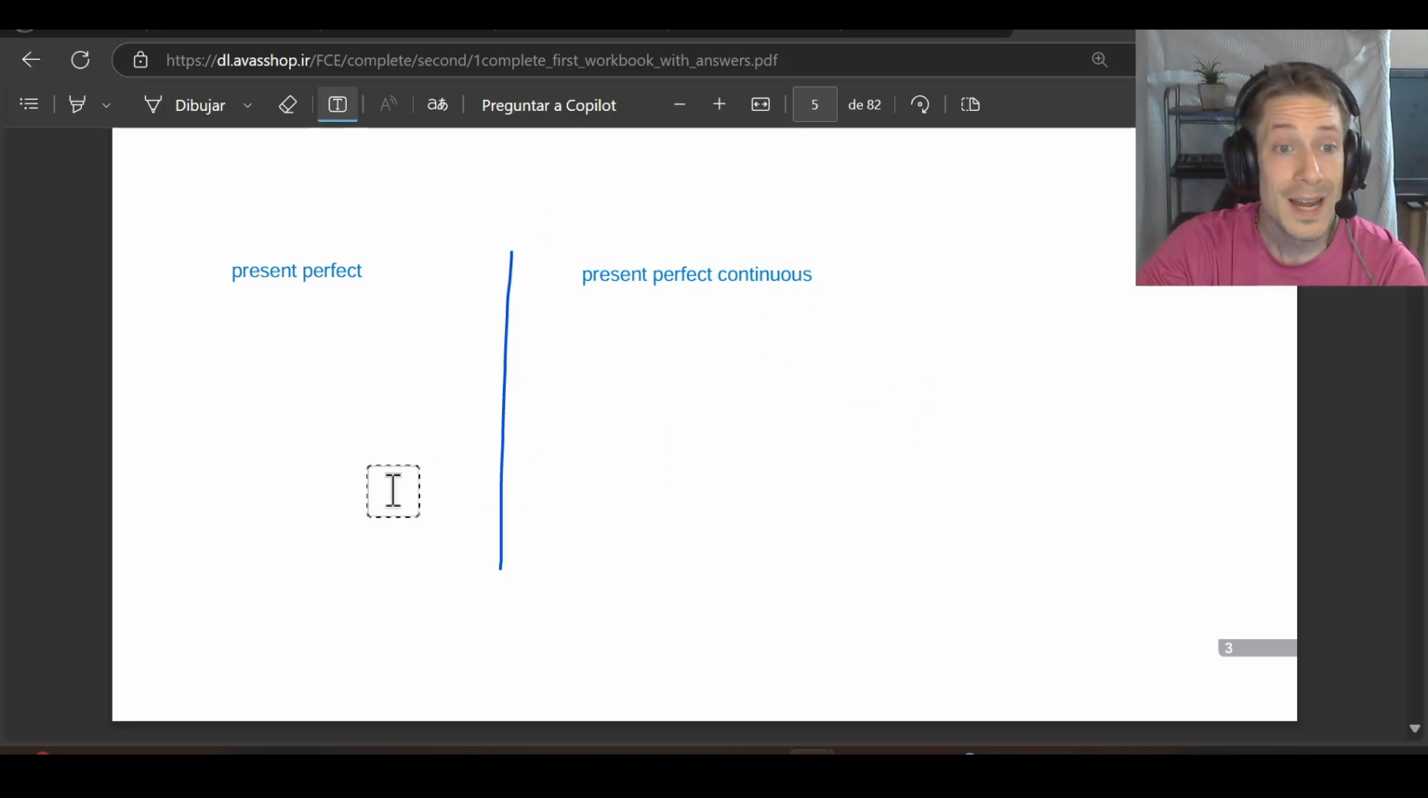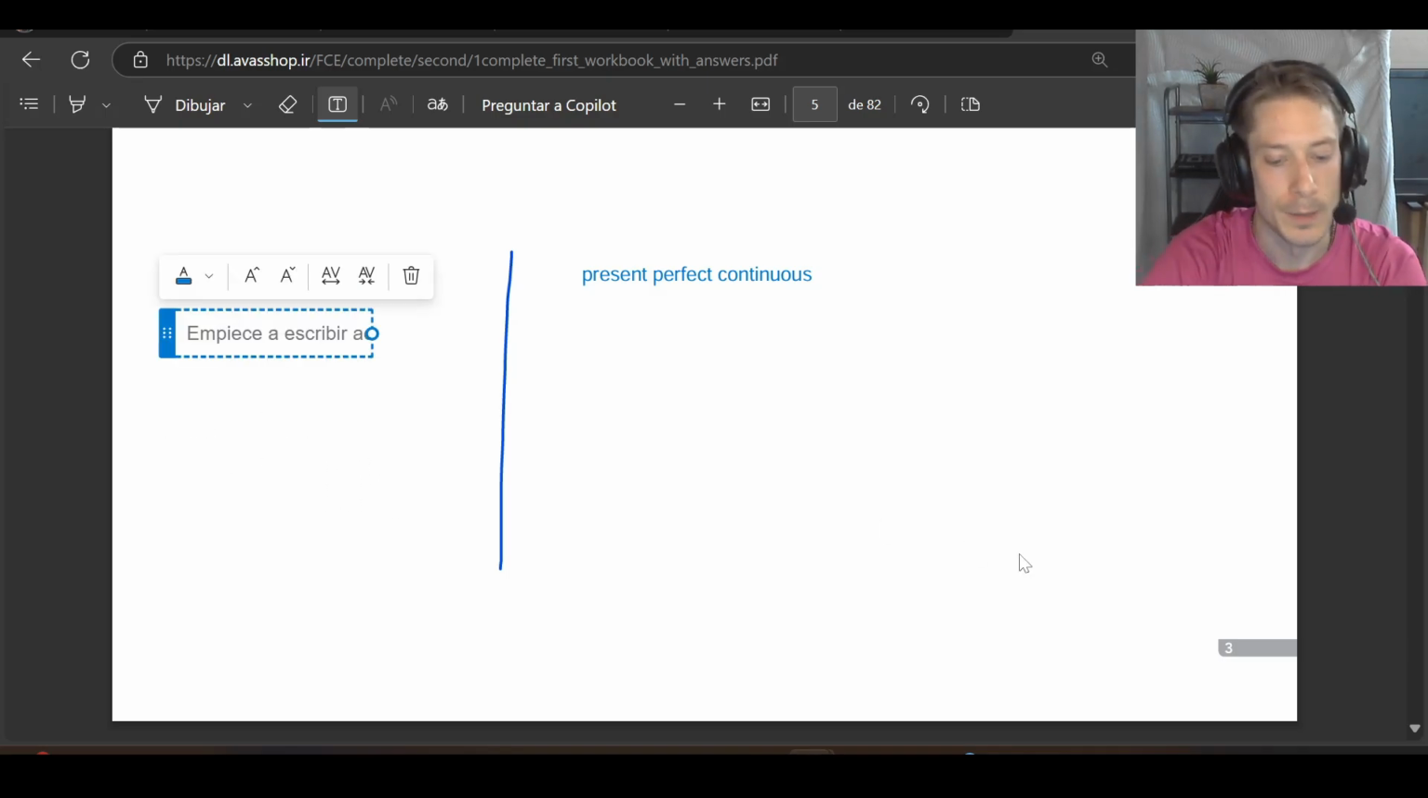The first one tells about an action that already happened. Most of the time it already happened. And the second one, well, the action is still going on, or it just finished maybe, but at least after the present perfect, at least in chronological time. So let's write a couple of sentences about these two.